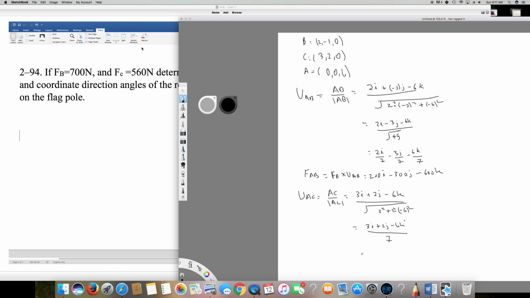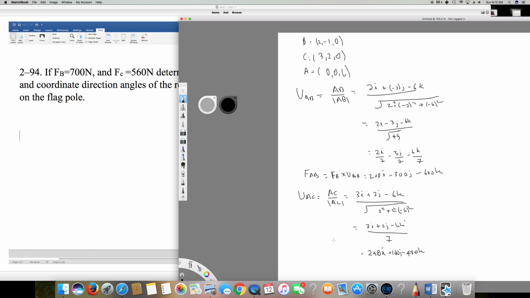Now, does 560 divide by 7? Yes, of course, because 80 times 7 is 560. So I'm going to simply multiply the top part by 80. So 80 times 3 is going to be 240i, plus 80 times 2 is 160j, minus 80 times 6, which is going to be 480k.